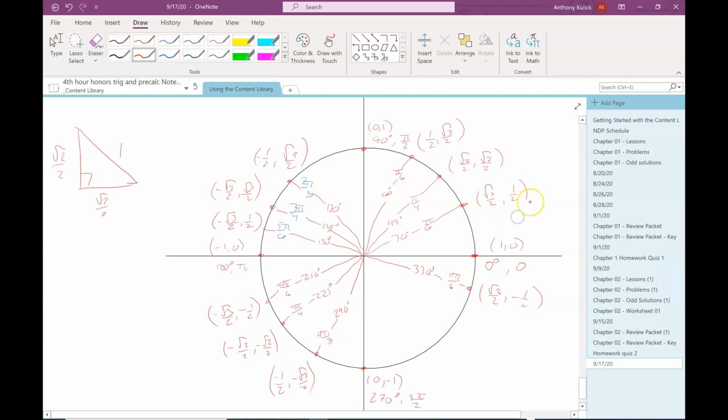And then we have 315 and 7 pi over 4. And that would be square root 2 over 2, comma negative square root 2 over 2. And then the last one is 300, or 5 pi over 3 in radians, and that's going to be 1/2 comma negative root 3 over 2.